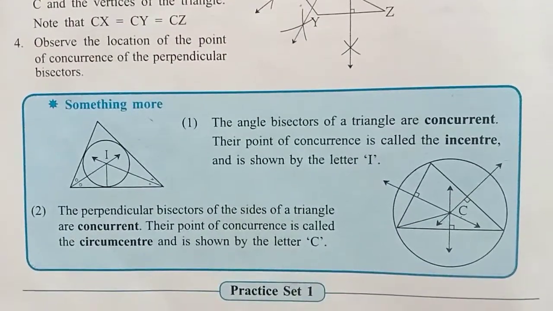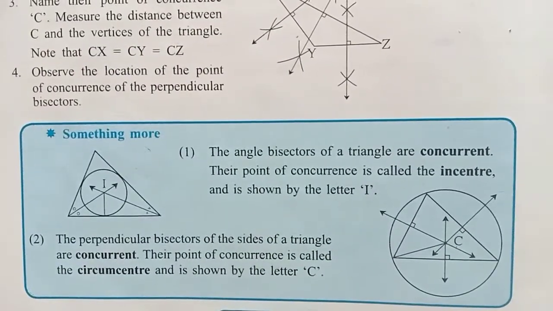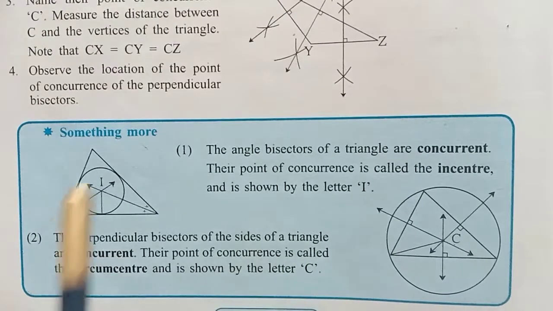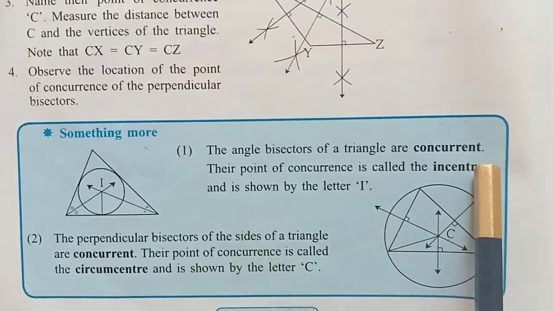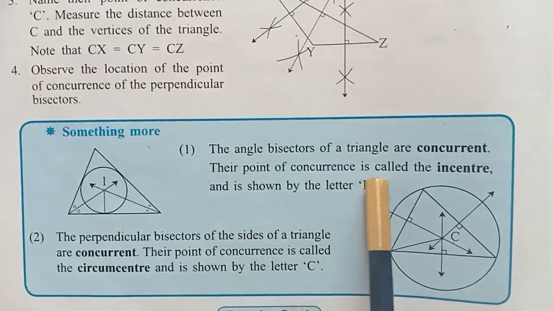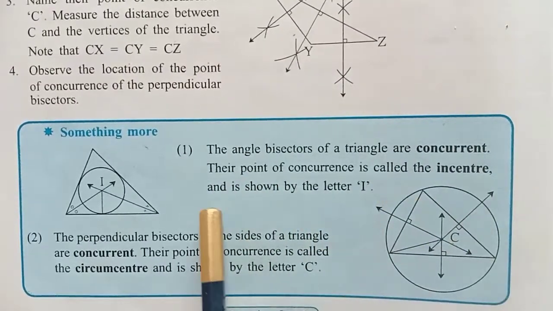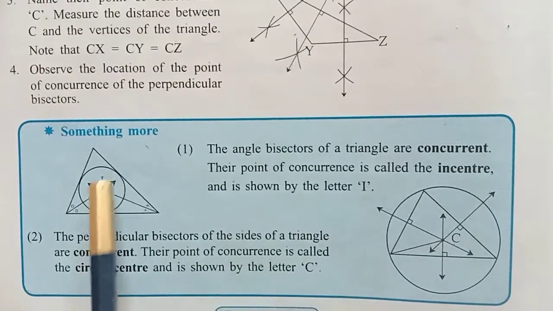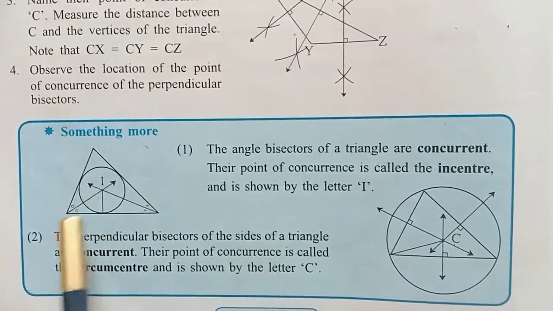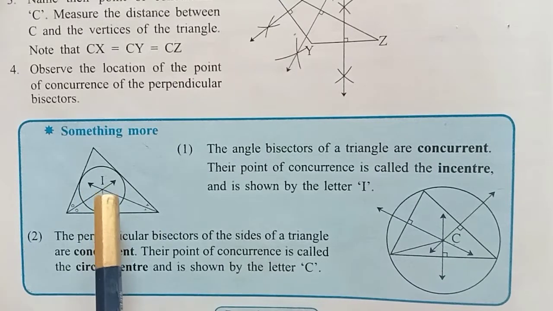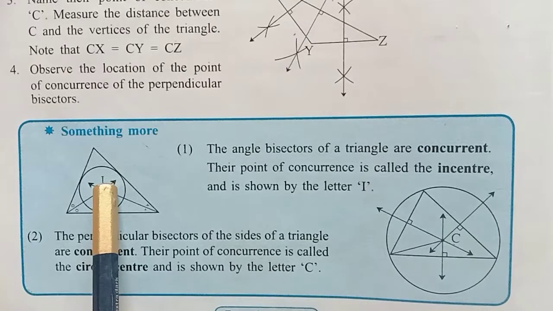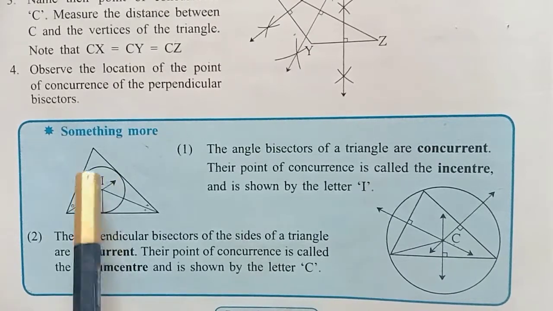Now something more. First, the angle bisectors of a triangle are concurrent. Their point of concurrency is called the incenter and is shown by the letter I. Here in the triangle, the angle bisectors are concurrent. Their point of concurrency is called the incenter and is shown by the letter I.